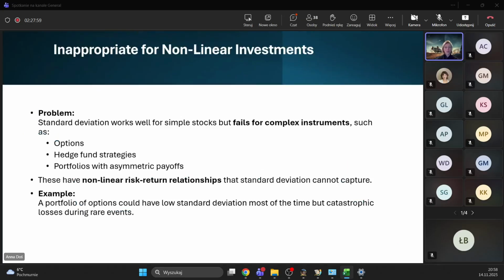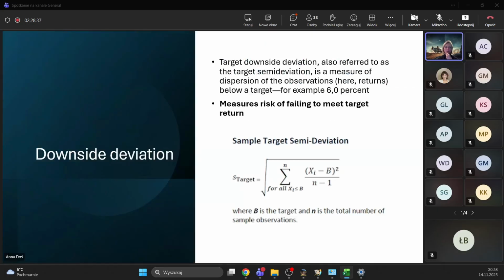Now, the standard deviation also works well for simple instruments like stock. However, it is unable to capture the risk of investment in complex instruments, including options, hedge fund strategies, and some complex portfolios. For these instruments, the investors describe the risk instead of measuring it, okay? And they use the implied volatility from the option pricing models.